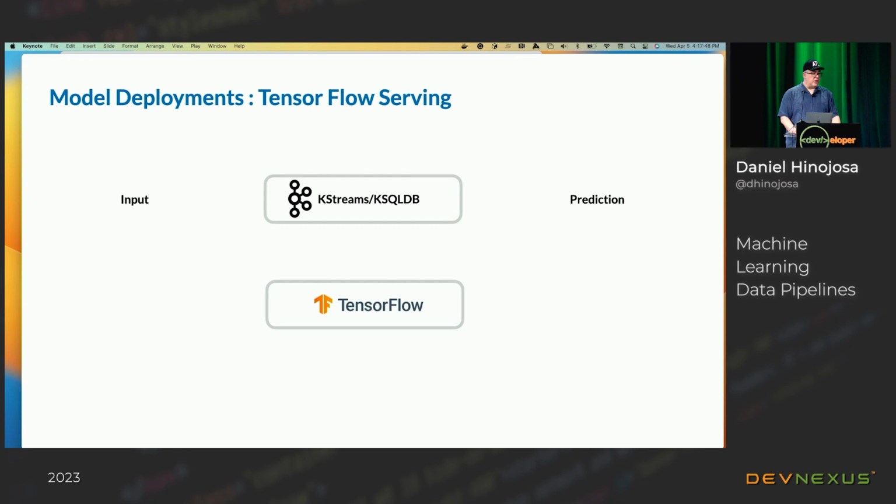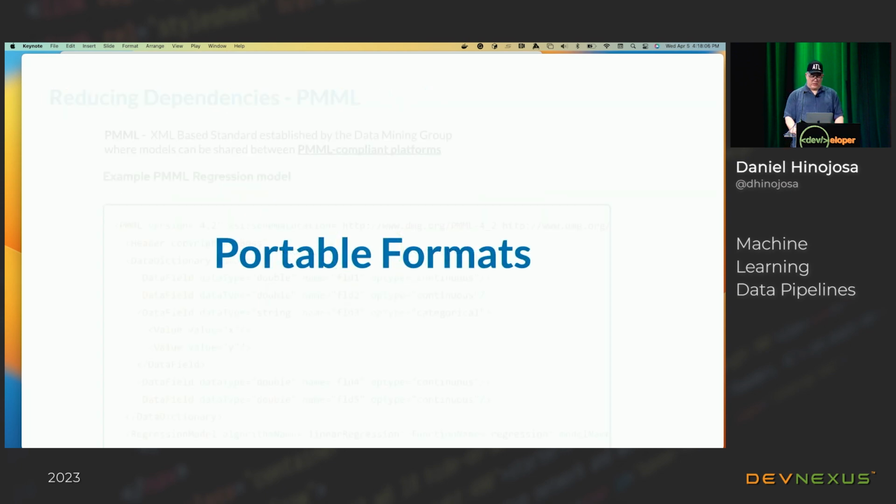So the one I'm going to show you today is, hey, I'm going to get an input, and I'm going to use a streaming application to ingest the information from it, call TensorFlow as a separate microservice, get that request, get the response back, and then go ahead and do my prediction.